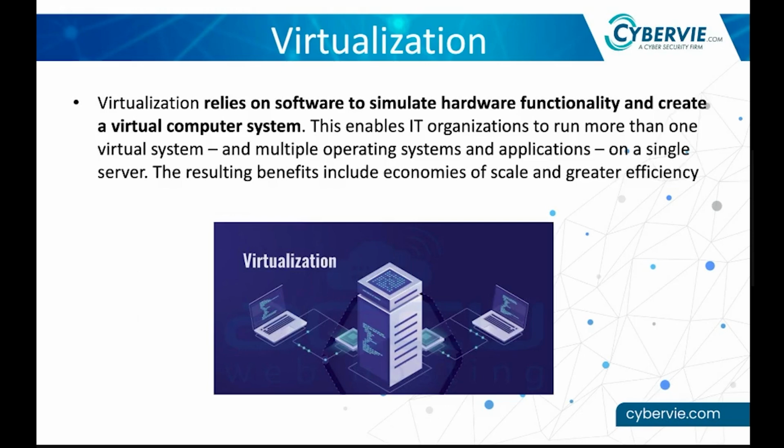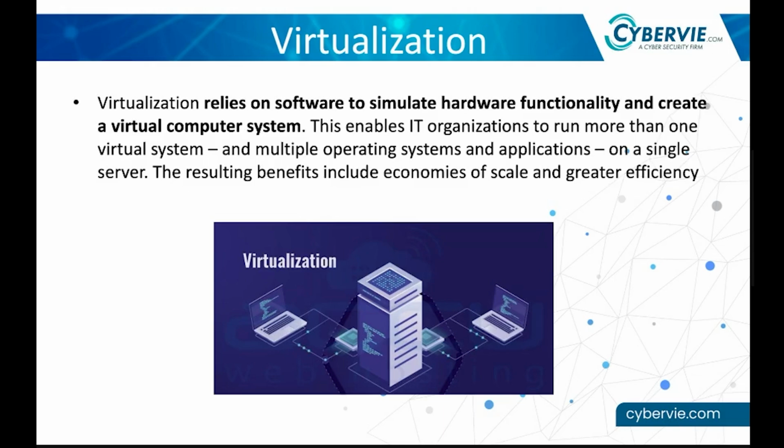The underlying technology that is used for cloud computing is called virtualization. Virtualization is a software that is used to virtually use the computing resources. For example, if you have a server with free space of 4 GB RAM, and you want to utilize the remaining CPU cores in your machine, you can install this virtualization software and then use the hardware resources of the host machine virtually. This enables IT organizations to run more than one virtual system and multiple operating systems and applications on a single server. The benefits include economies of scale and greater efficiency. So you can use your underlying hardware to launch various applications with various operating systems on a single server. That is virtualization.